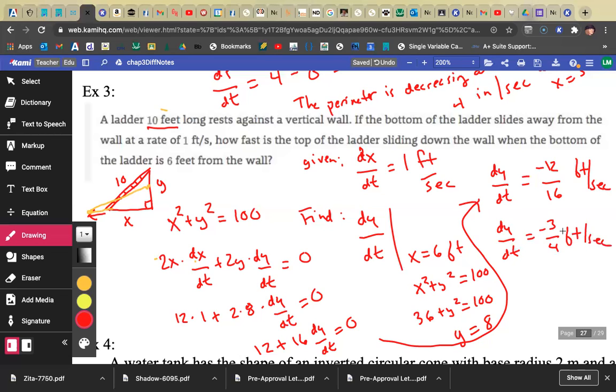And that makes sense that it's negative, because remember that the y length was decreasing. I don't really have space right here and I'm also running out of time. So I would say that the top of the ladder is decreasing at a rate of negative 3/4 feet per second.